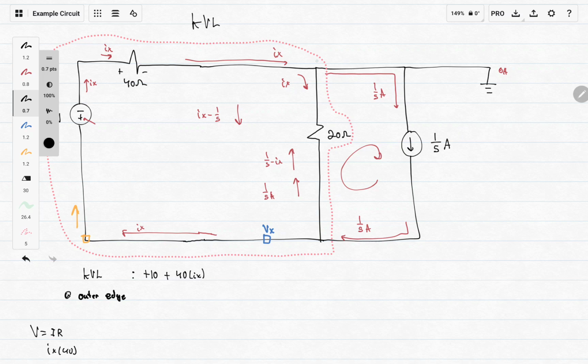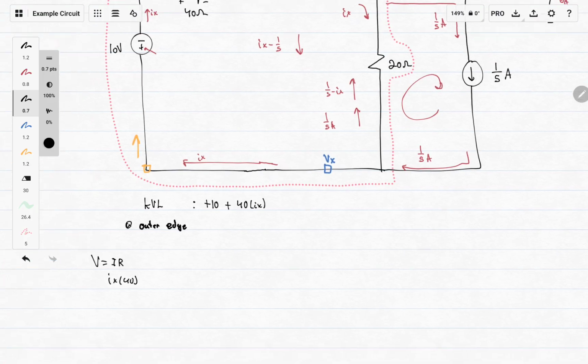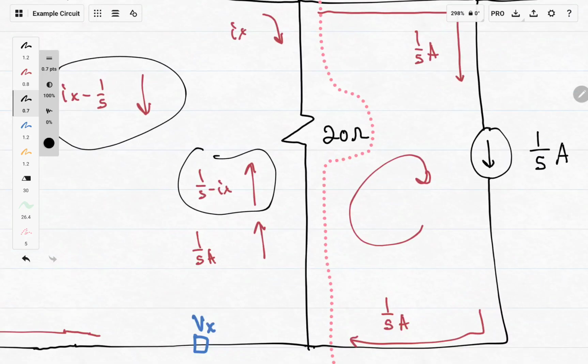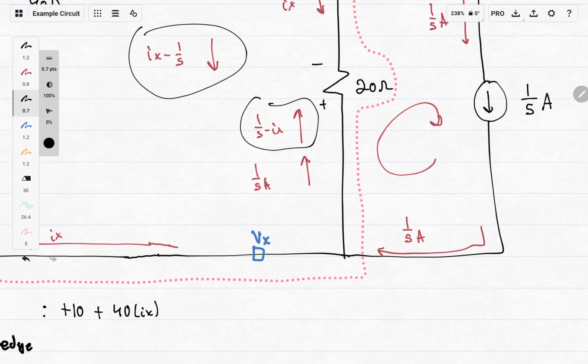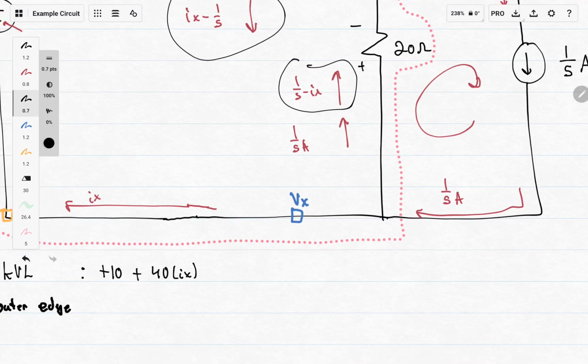And the next thing we encounter, we go down because we can't go through this current source. So we go down is this 20 ohm resistor. And actually, I'm going to use this convention. You can still do this too. Just that if you do that, it'd be plus to minus. So in that case, how I said earlier, it'd be minus 20 times 1/5 minus Ix. I'm going to just do that.